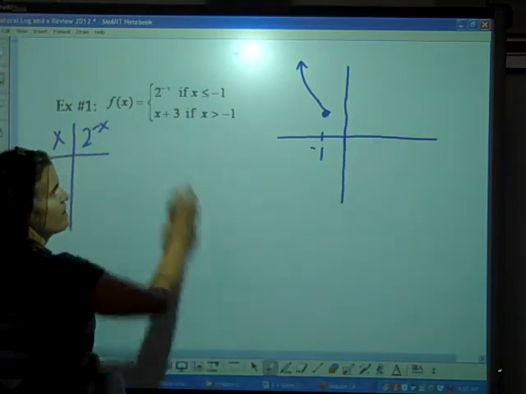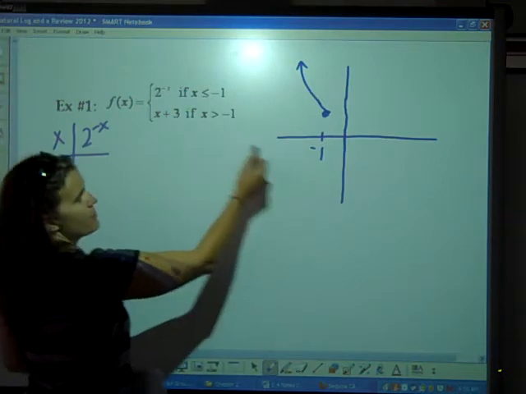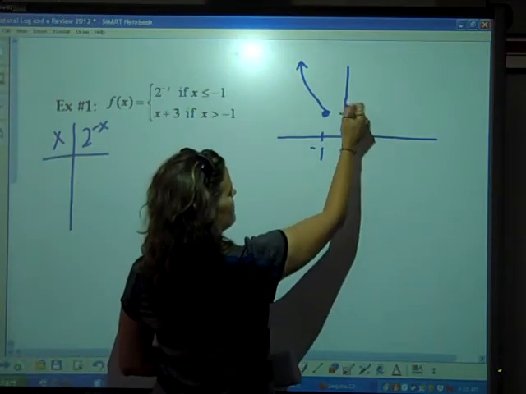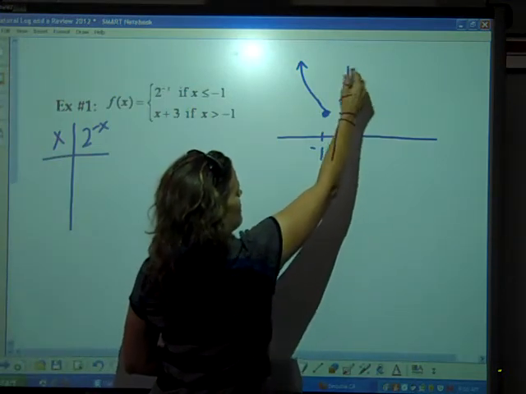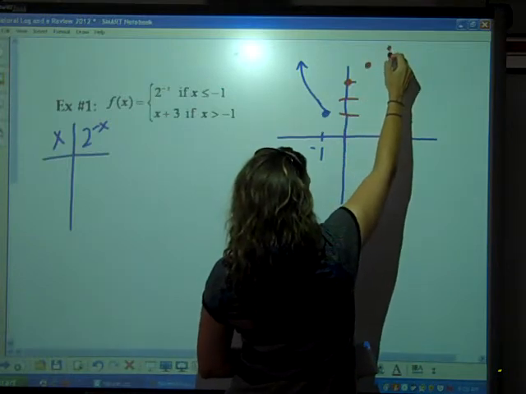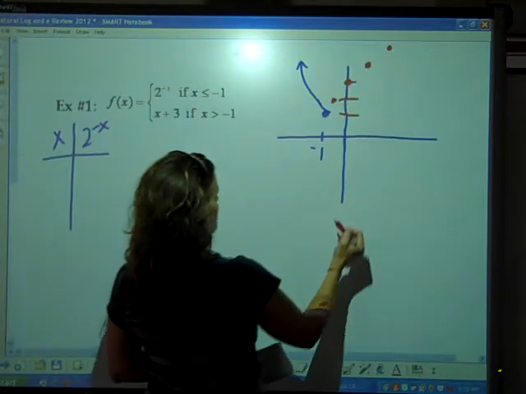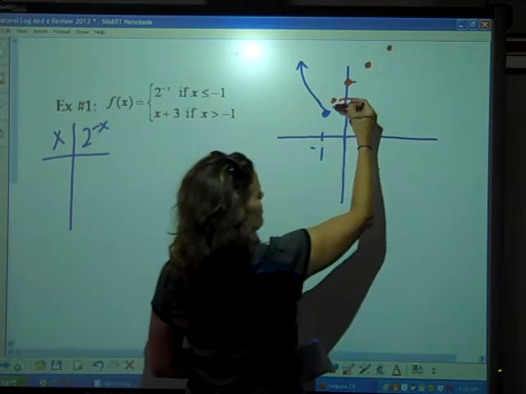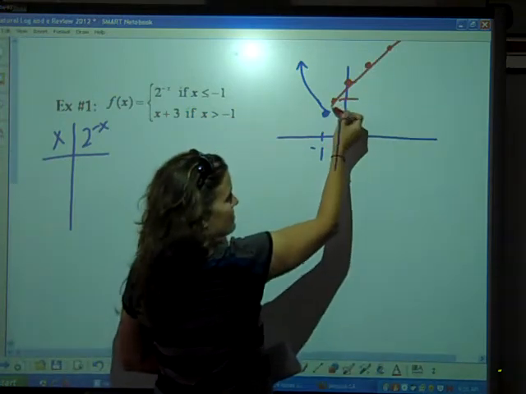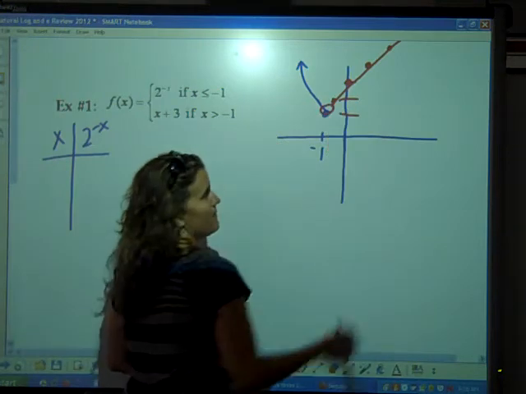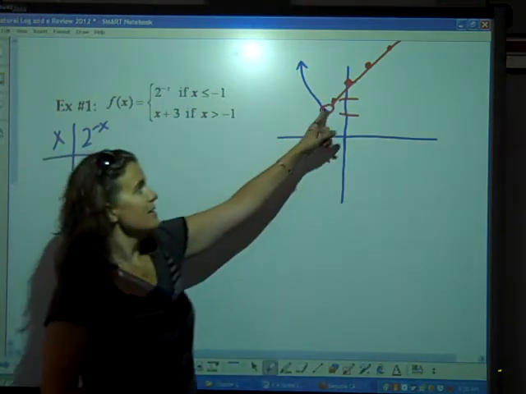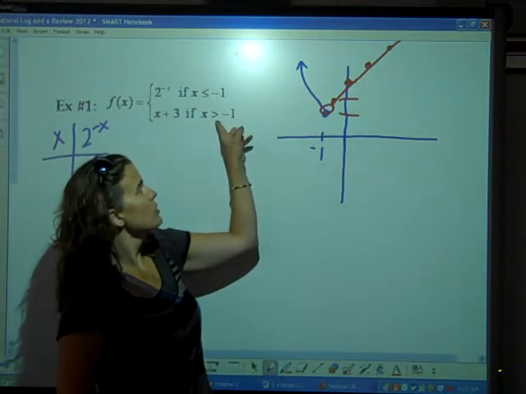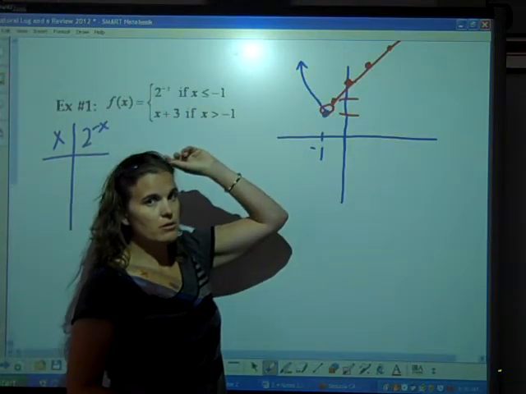And then my bottom branch, x plus 3. I know it goes through 3, so 1, 2, 3. And I'm going to be going up 1, right 1, up 1, right 1, or down 1, left 1. And this will be good as long as x is greater than negative 1. So I know I'm going like this, and I don't know where that dot occurs, but I know for sure that I'm not including negative 1 along that linear equation.